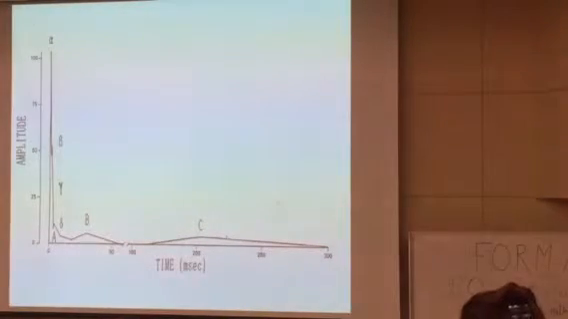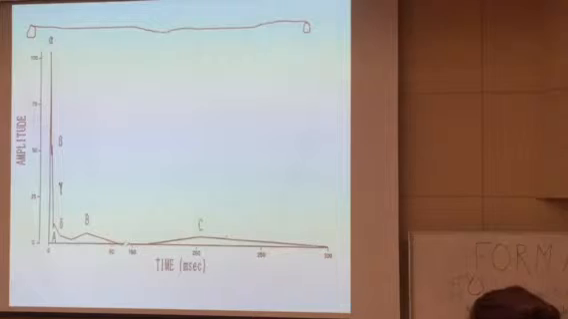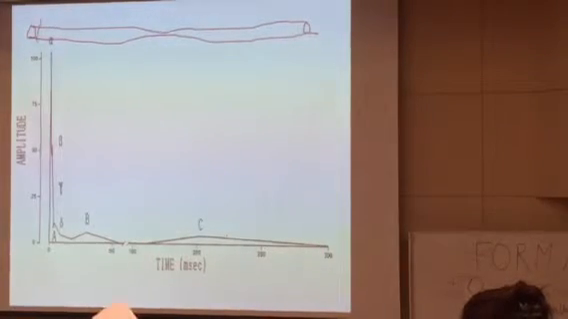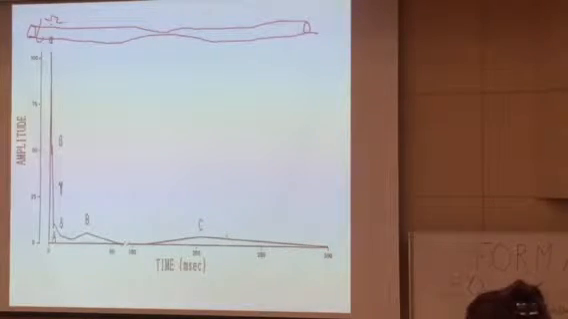One takes a spinal nerve, such as the sciatic, nice and long, and then lays the nerve on top of two electrodes, one down here to stimulate, and the other to record the activity.